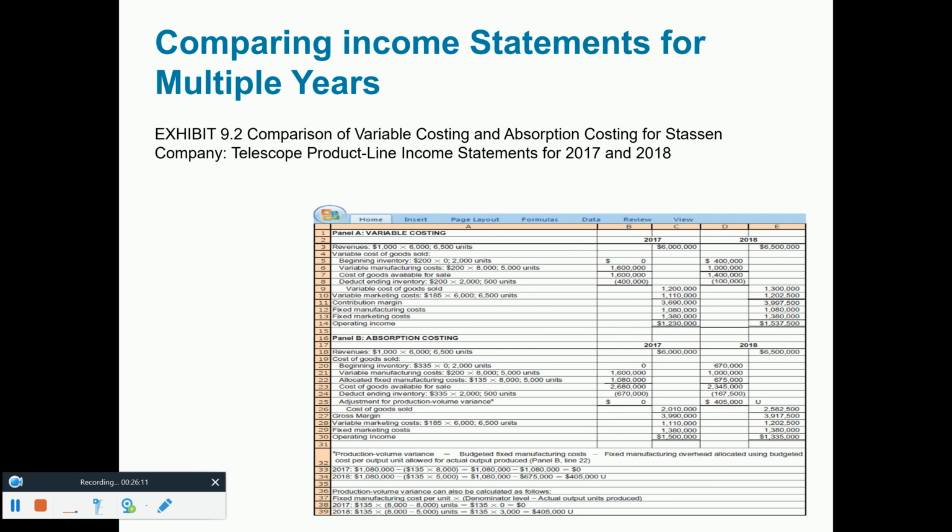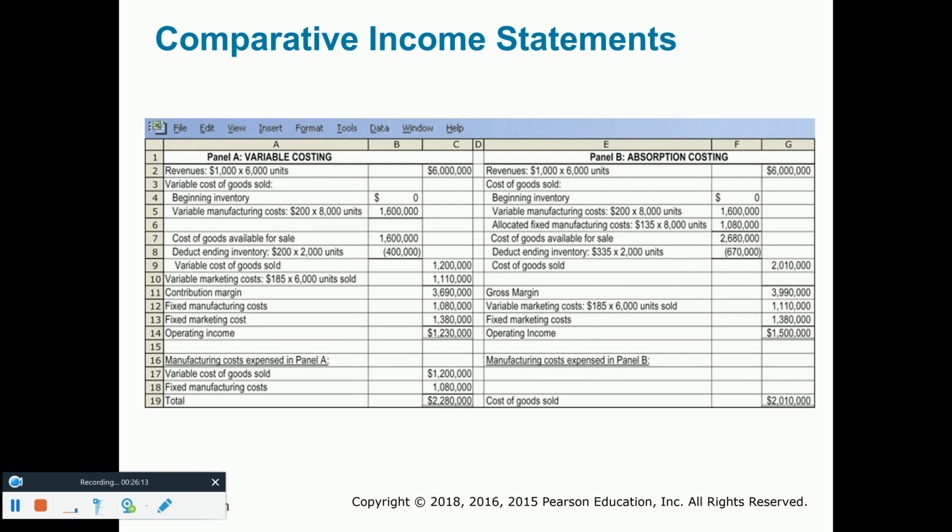Now, what do companies use? You might be asking, why do we go through all of this trouble? Well, like I said, for internal purposes, variable costing works pretty well because this contribution margin is very powerful, especially when we're doing CVP analysis, as we saw in prior chapters. Remember, CVP analysis, cost volume profit analysis.